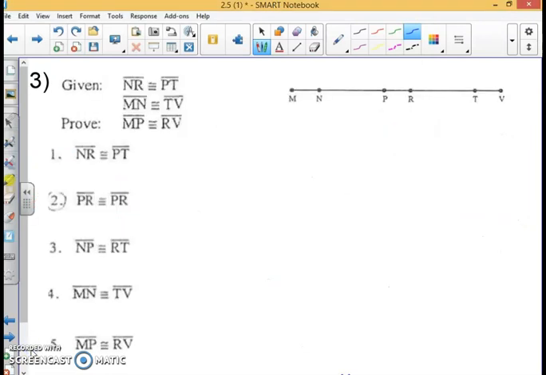Okay, we're going to now do a 2-column proof. Let's start by labeling our diagram. So we are given that NR is congruent to PT. We are also given that MN is congruent to TV, and we want to show that MP is congruent to RV. So this first piece of information that we are using, that first statement, is given.